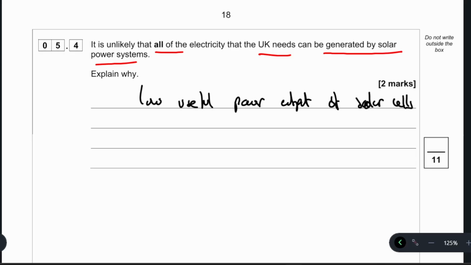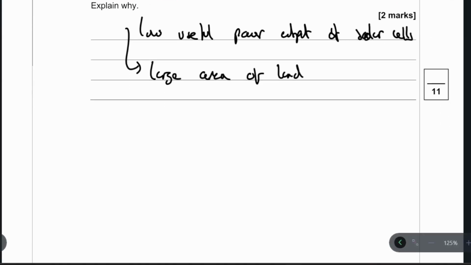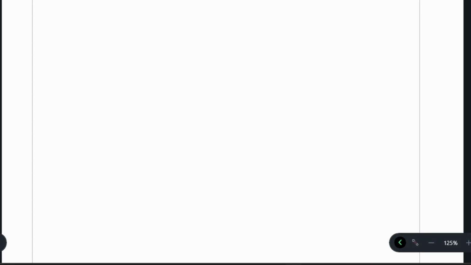Now, why is that a problem? Basically these solar cells need a really large area of land. So it's not impossible, but you need a lot of land in order to have enough solar cells to generate enough electricity to satisfy all of the UK's energy demands. Yeah, so that's 5.4, and hopefully that was fairly straightforward as well.